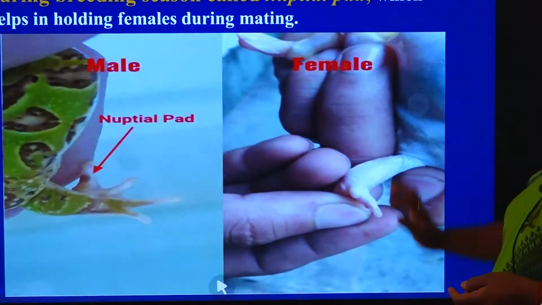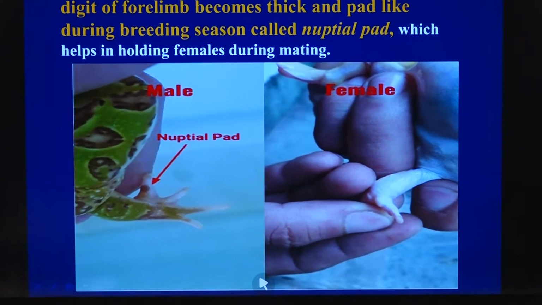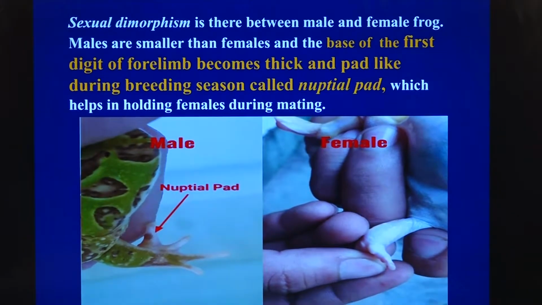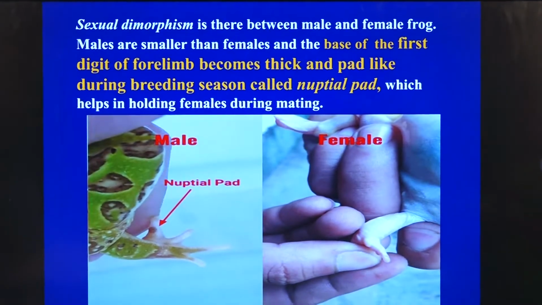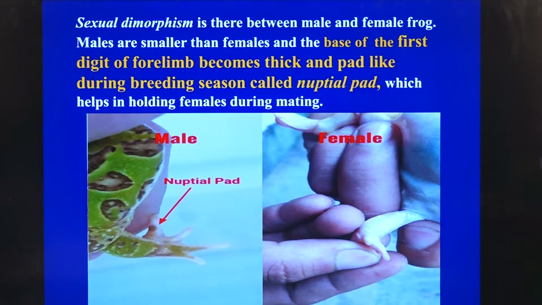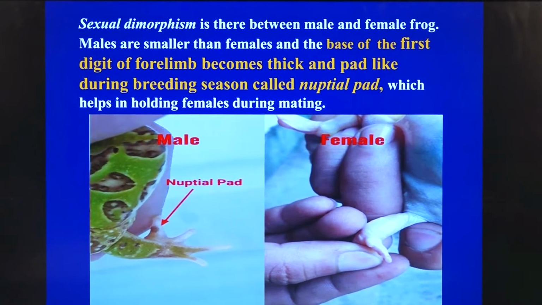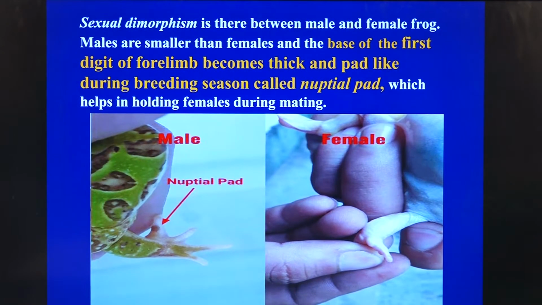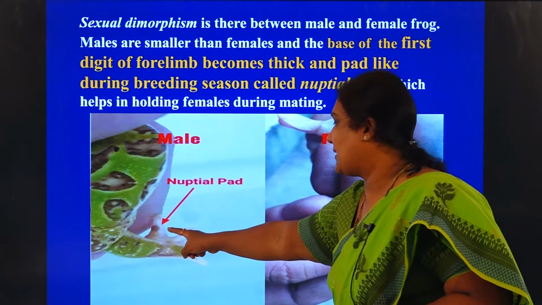Okay? See here, sexual dimorphism is there between male and the female frog. Males are smaller than the females, and the base of the first digit of the forelimb becomes thick and pad like during the breeding season, and it is called nuptial pads.